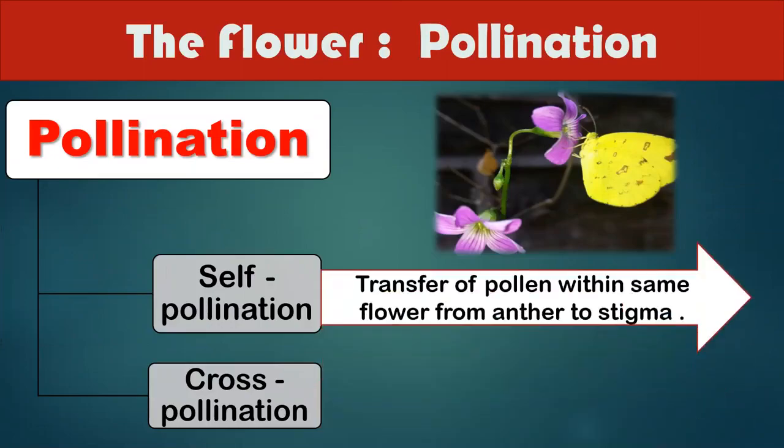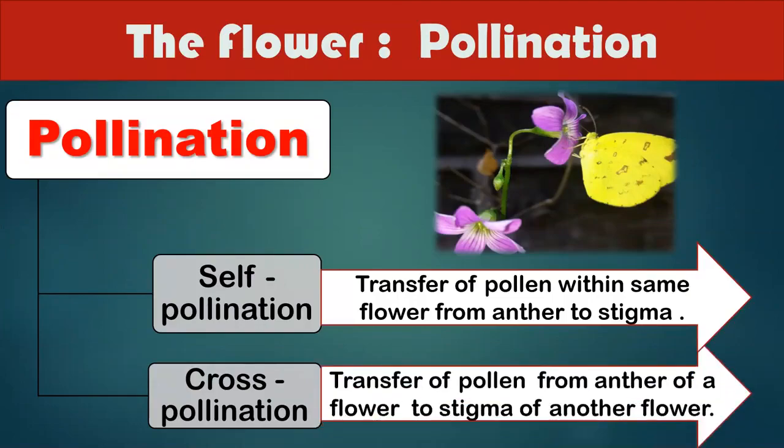When pollen grains are transferred from the anther of a plant to the stigma of the same flower, it is termed as self-pollination. Whereas when pollen grains are transferred from the anther of a plant to the stigma of another flower, it is generally termed as cross-pollination. The pollinating agents, that is pollinators, help in transferring pollen from the anther to the stigma in a flower.